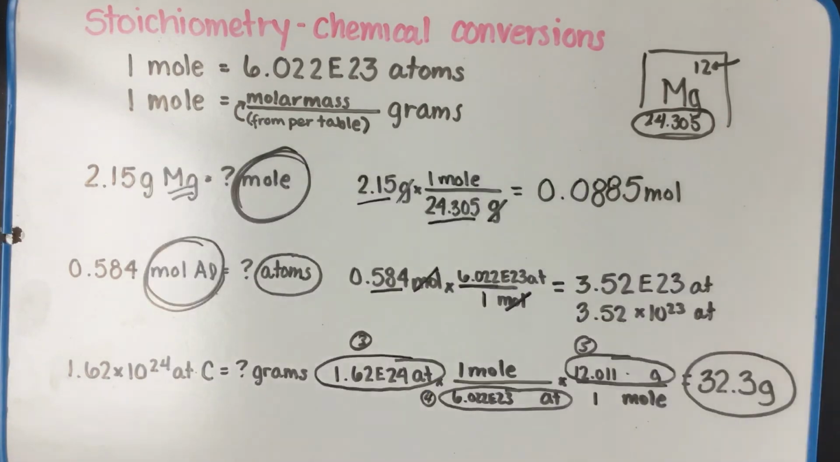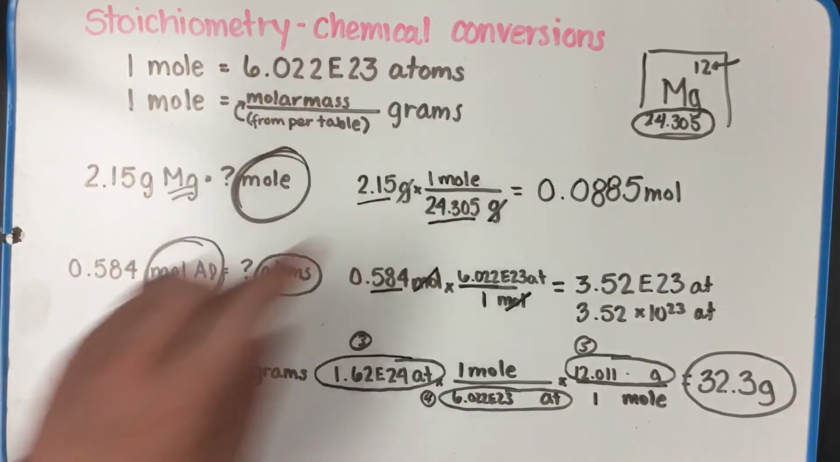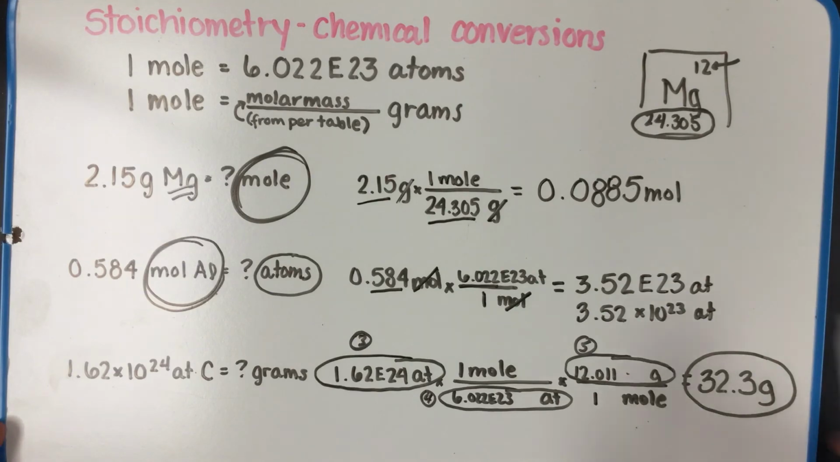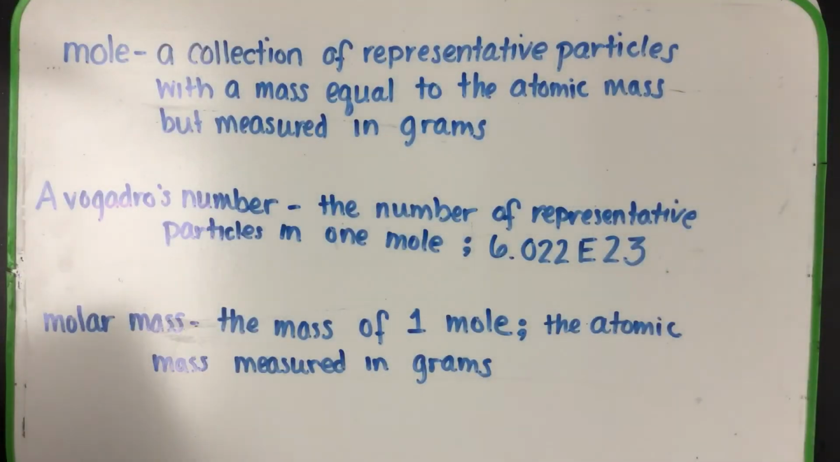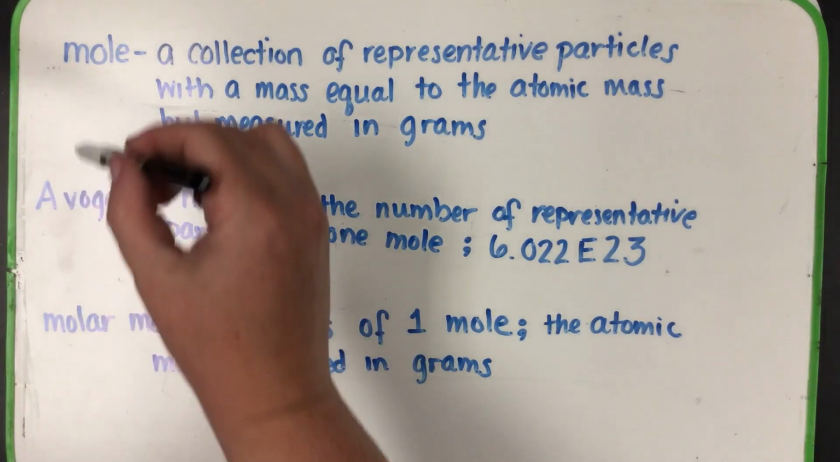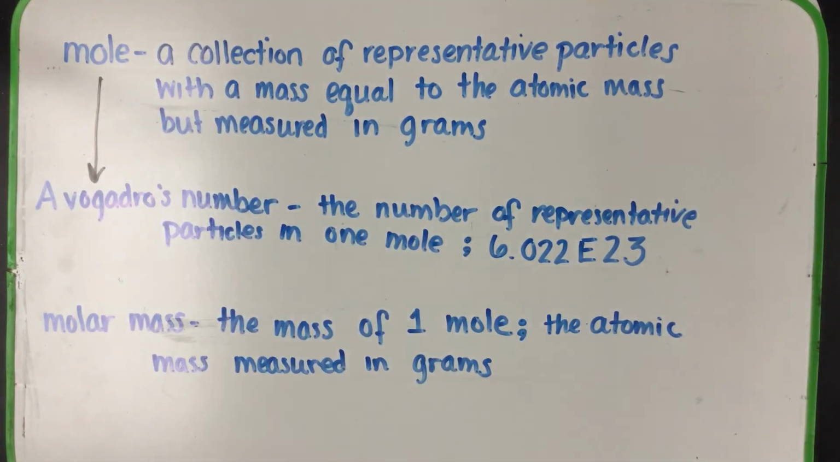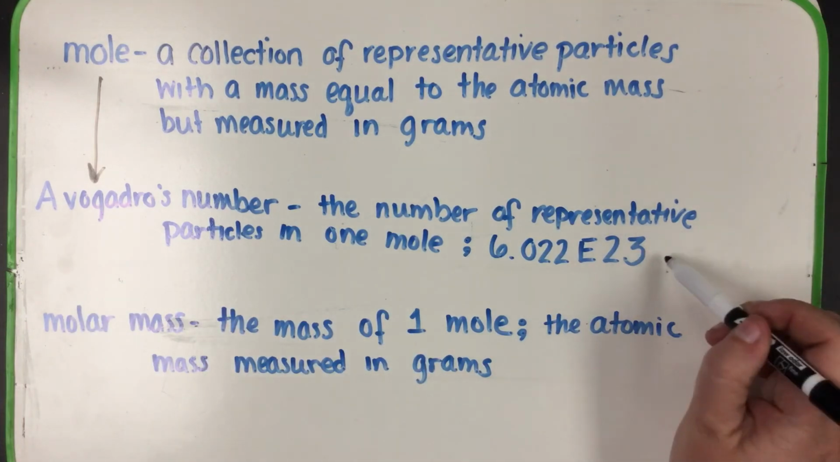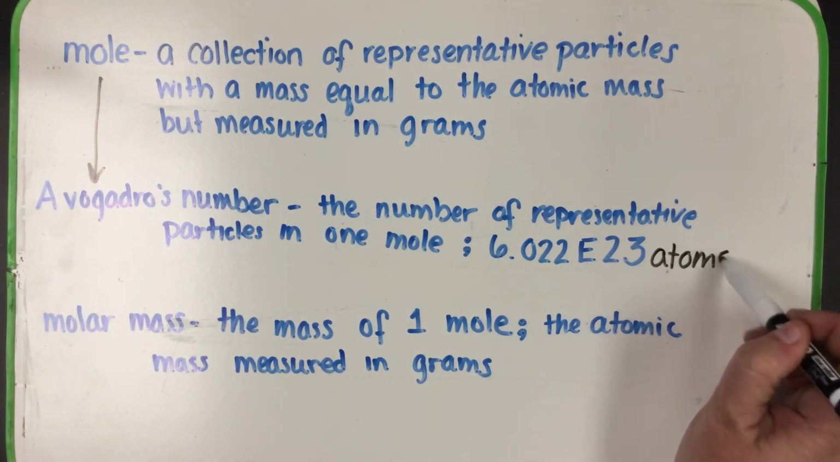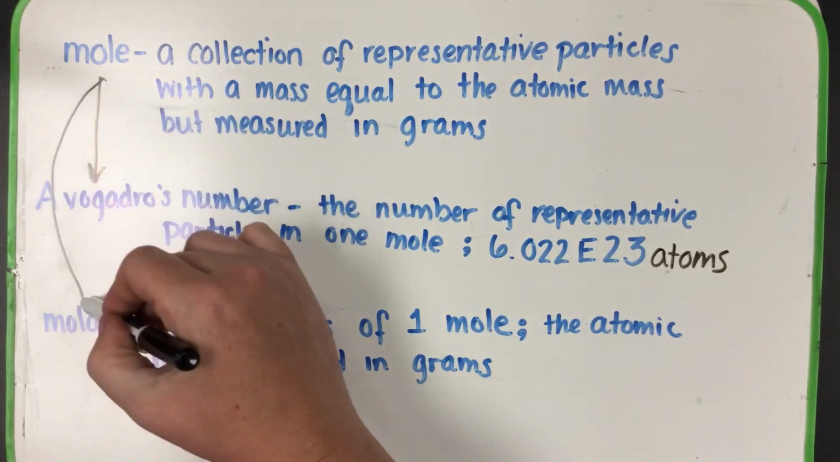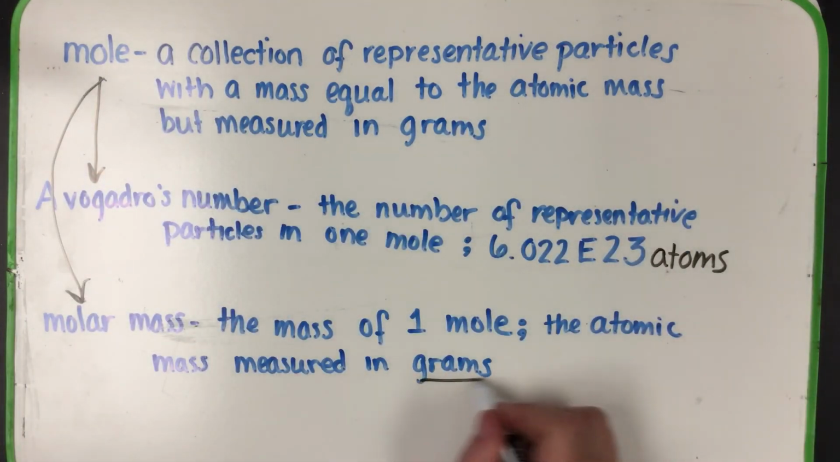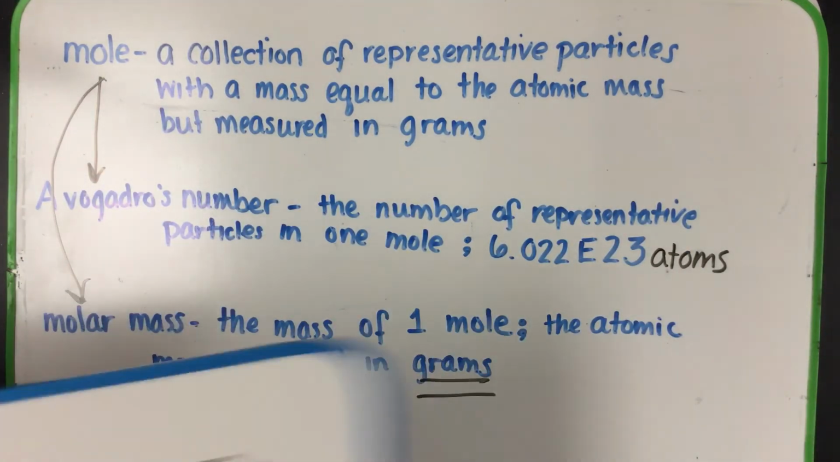So again, stoichiometry is just another way of saying a chemical conversion, and for now, we're limited to just these 2 equalities. Those 2 equalities are really based on our understanding of the term mole. And a mole is equal to either Avogadro's number, and in that case, your unit would be atoms, or 1 mole is equal to the molar mass, and in that case, the unit is grams.